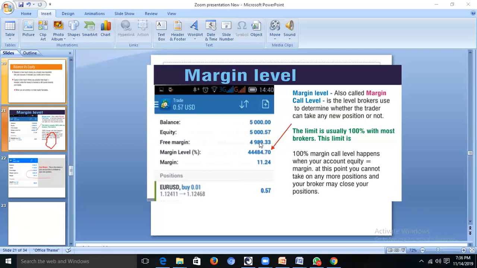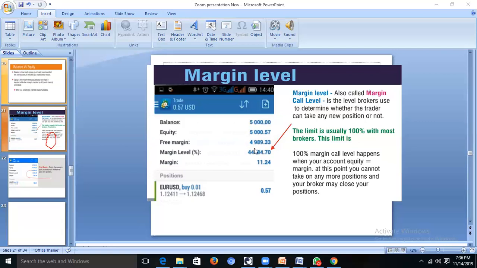Now, the free margin is actually the money you still have to take another trade. The more positions you take, the more this one reduces. What about the margin level? This margin level percentage has to be high, because it's where people make mistakes and blow their account.